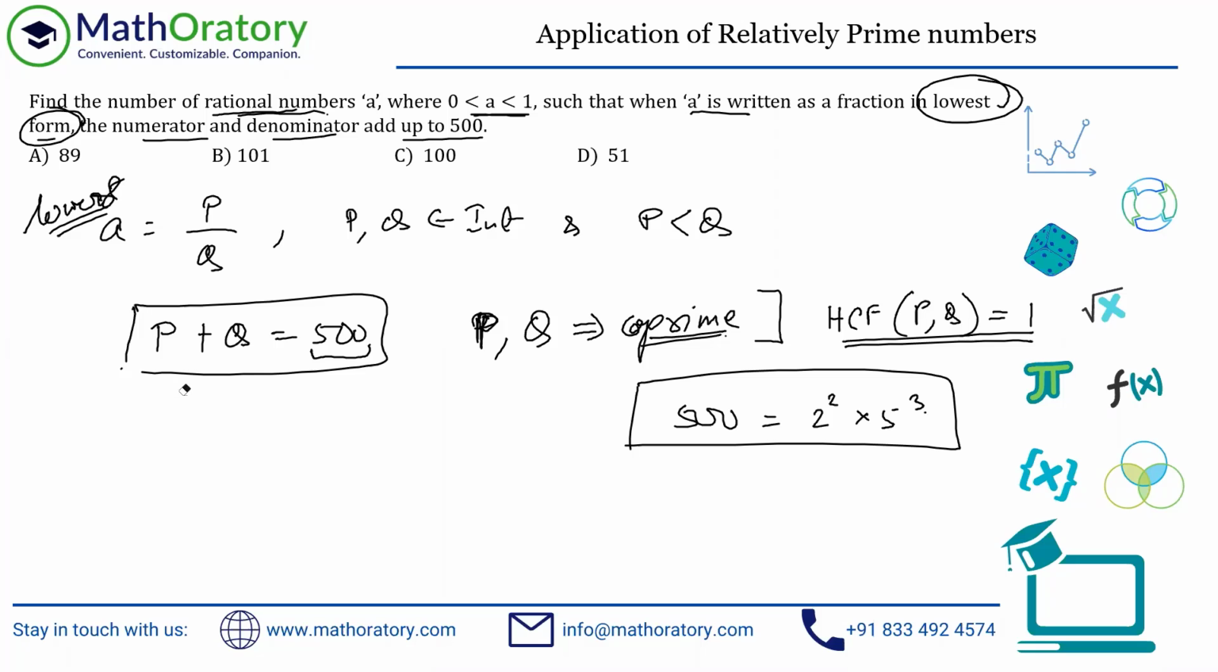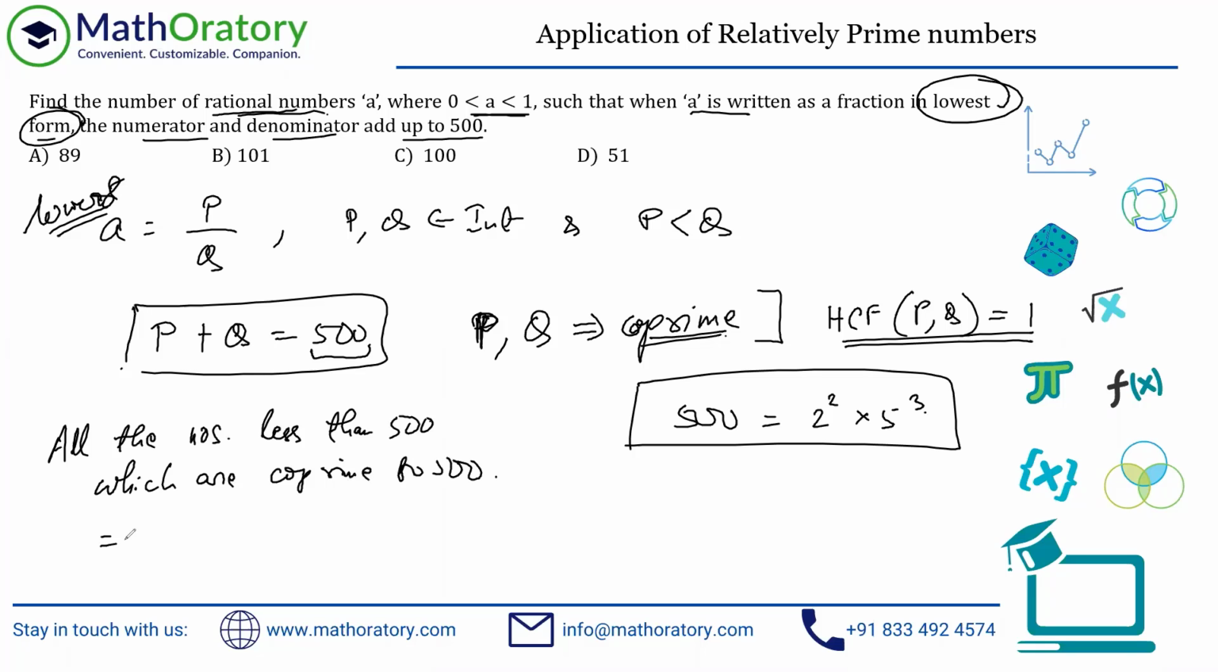So now our job is very easy. First of all, I'm going to look for all the numbers less than 500 which are co-prime to 500. And there's a very easy way to do that. It is known as the Euler-Totient function. So what you do is take the number 500 and do this operation for each prime factor: 1 minus 1 by p. The prime factors here are 2 and 5. So just do this operation for each prime.